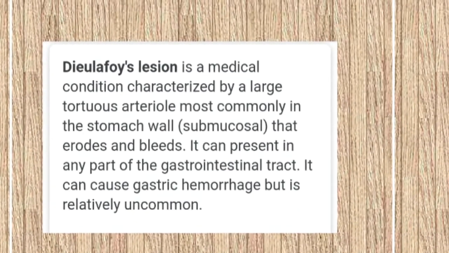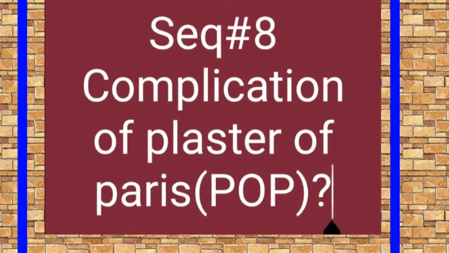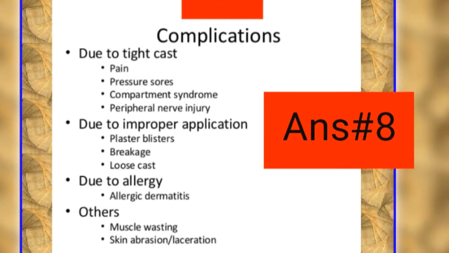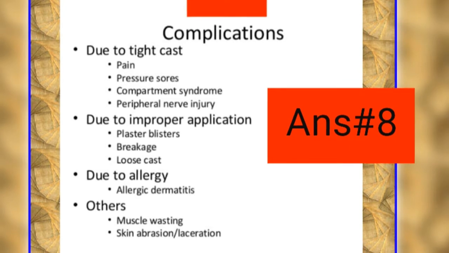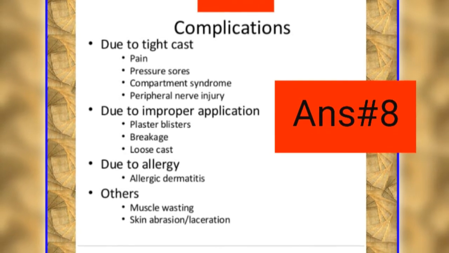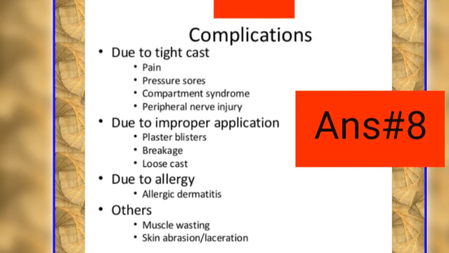SEQ number 8. Name complications of plaster of Paris, meaning POP. Answer number 8 is complications of POP. POP has a variety of complications. Number 1 due to tight cast, number 2 due to improper application, number 3 allergy, and last one is other.